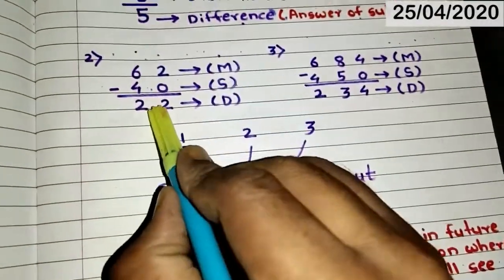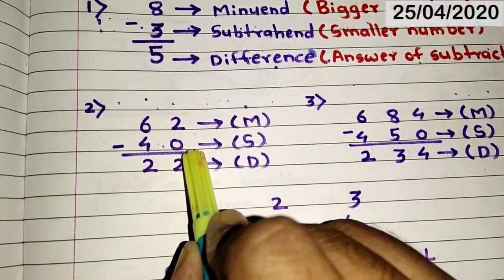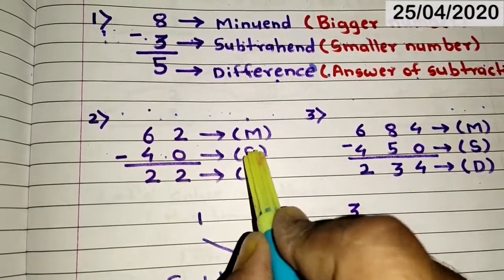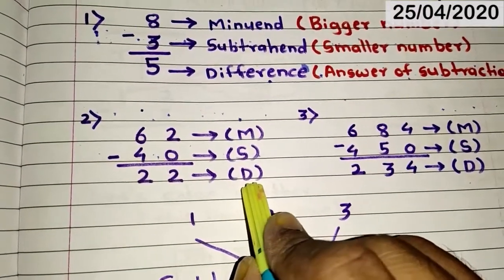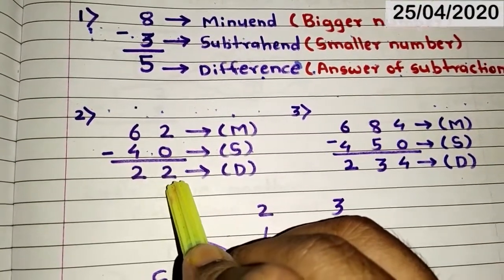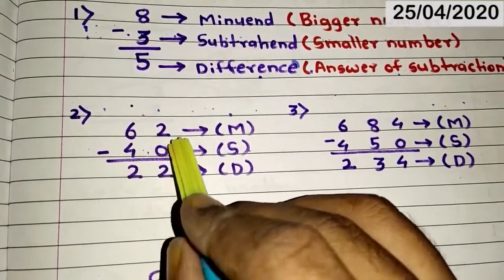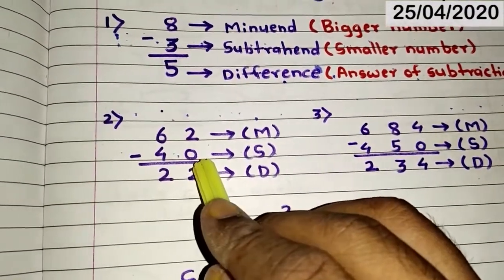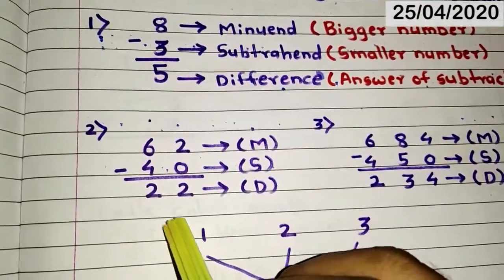Now let's take another example: 62 minus 40. 62 is the bigger one, our minuend. 40 is the smaller number, our subtrahend, and 22 is the answer, the difference. Now let's see how we get the answer 22. 2 minus 0: if we subtract 0 from 2, we get 2, because we are not subtracting any number having a value more than 0. So 6 minus 4 is 2. That's why the number 2 is here.